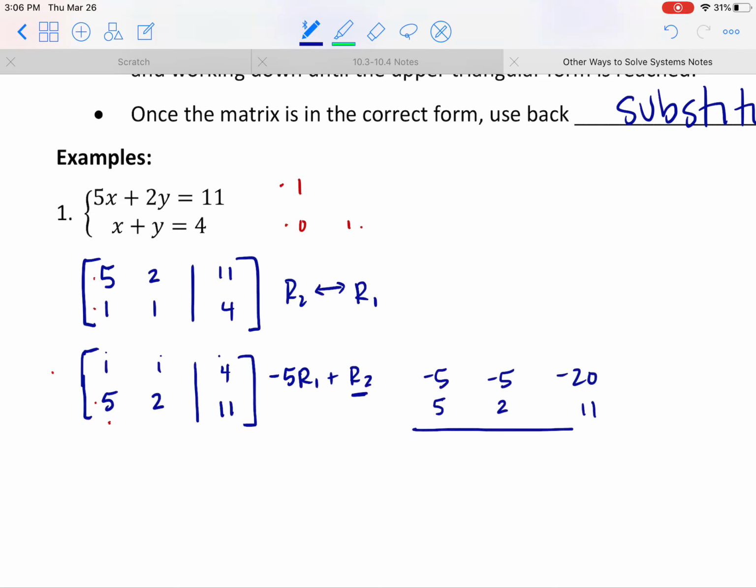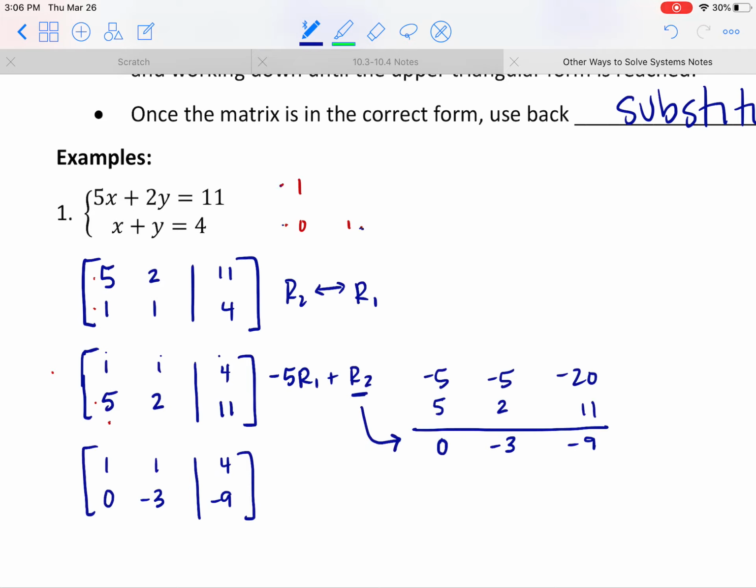If I add that to row 2 was 5, 2, and 11. What I'm going to get is a new row 2. That's 0, -3, and -9. So that's my new row 2. So now I can rewrite this matrix as 1, 1, 4. So I wasn't trying to manipulate row 1, I was trying to manipulate row 2. So all I changed is row 2, which is now 0, -3, and -9.